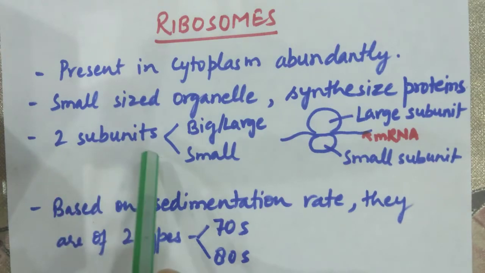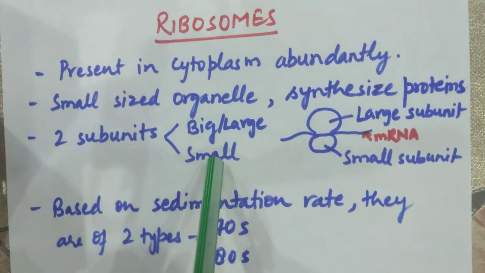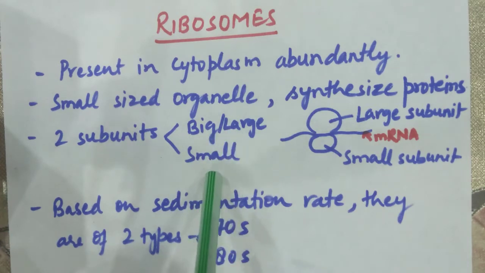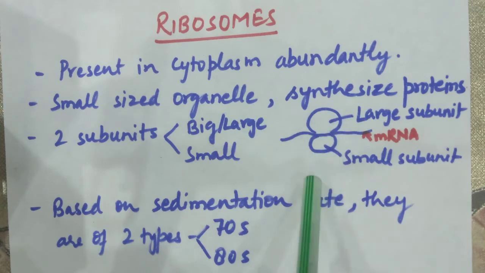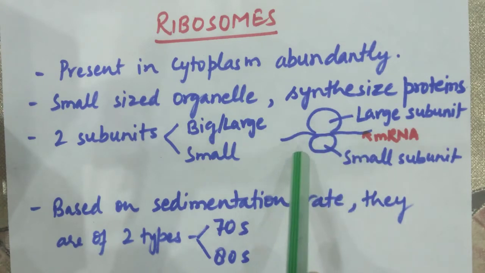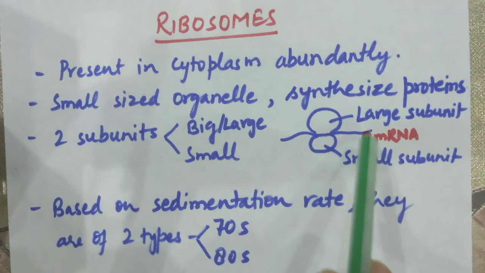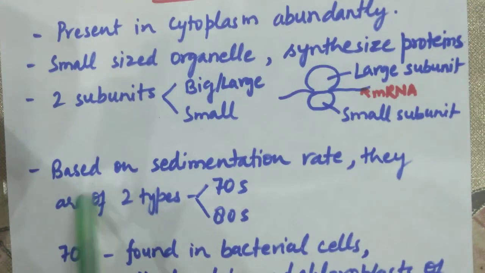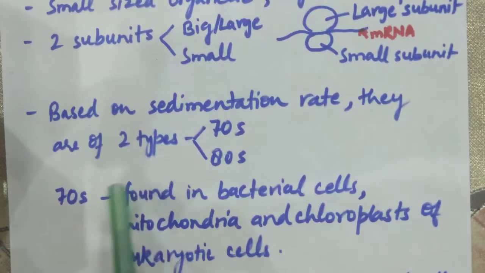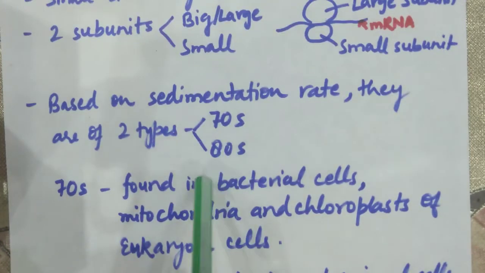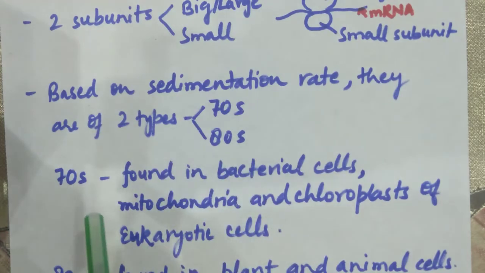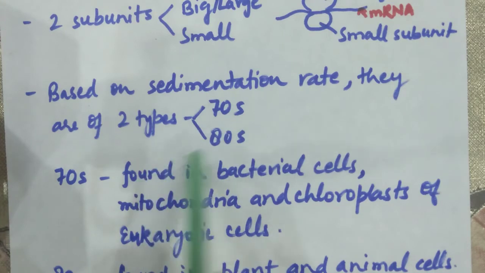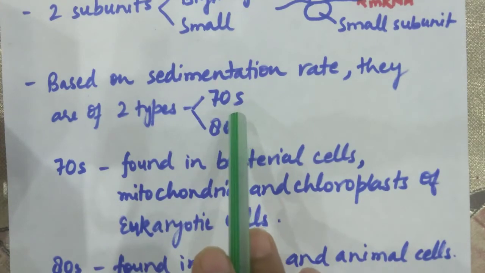Two subunits of ribosomes are there, the large one and the smaller one. Now these large unit and the small unit, they attach with the mRNA to form the complete assembly. Based on the sedimentation rate, they are of two types, 70S and 80S. This S is the Svedberg unit, which is counted for the sedimentation rate.